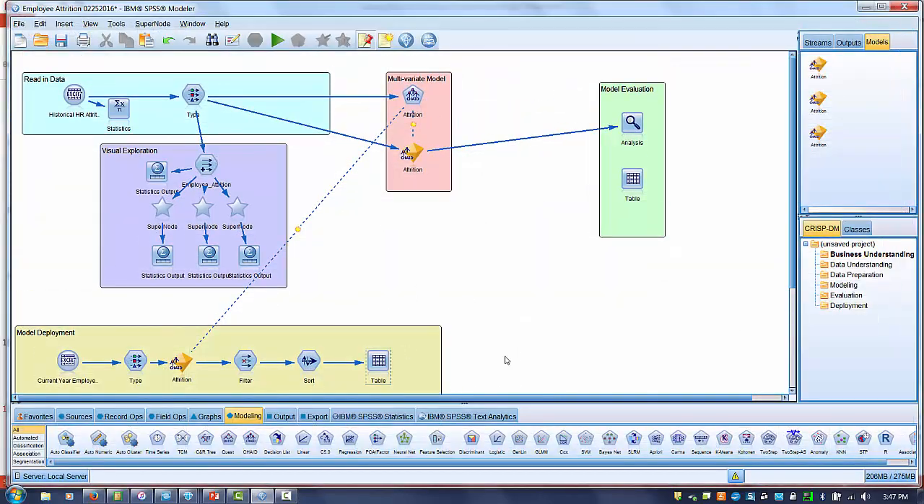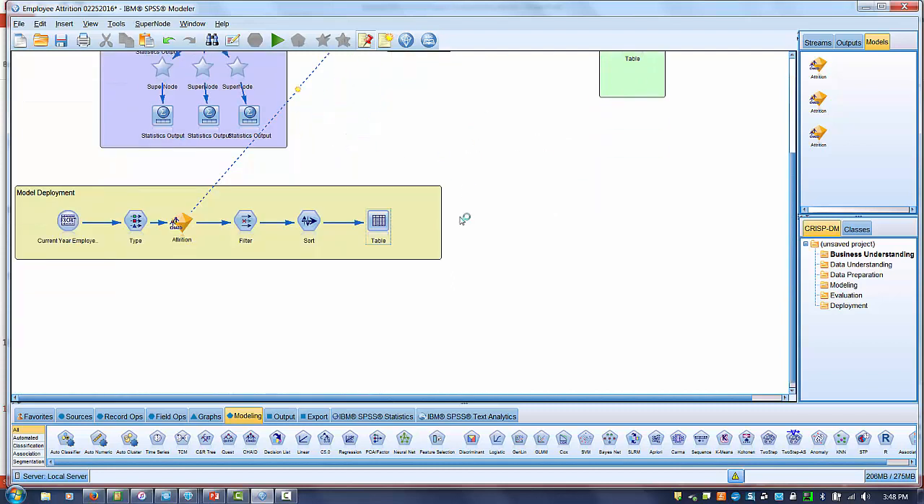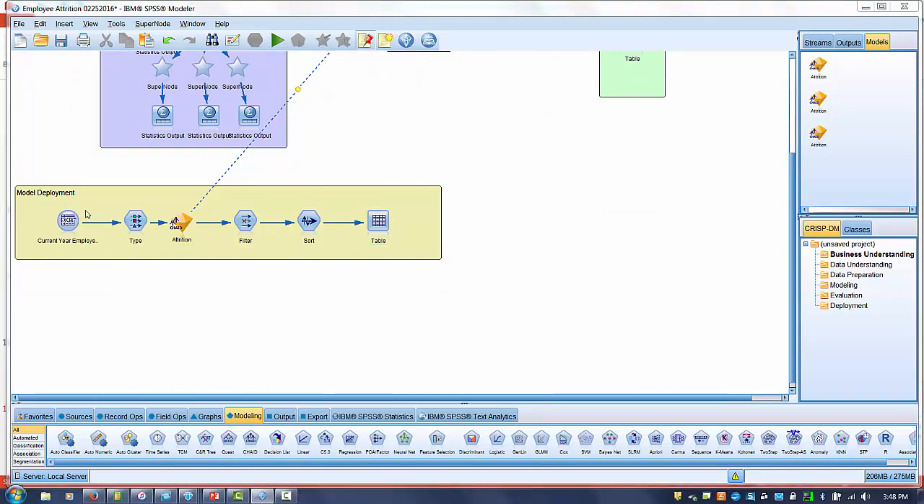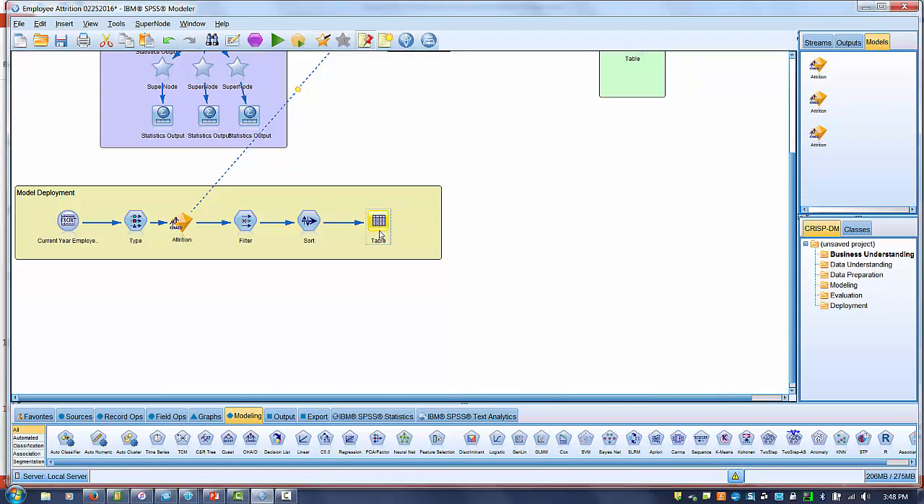Just to sum up what we did here, we read in an Excel file, we did exploratory data analysis and visualization, we built a multivariate statistical model, and we gleaned insights from that model to come up with some better programs that might help us reduce our attrition rate. We evaluated the model, and we took our current employees and used the model from the previous year to score them to get an idea of who's likely to attrit in the coming year.